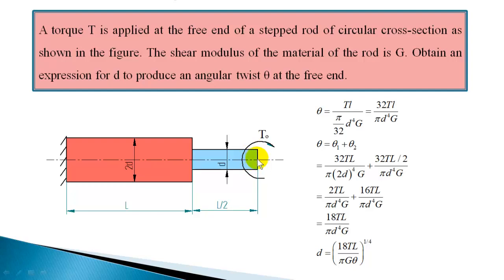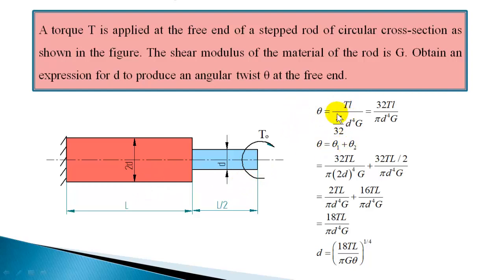So what is the angular twist at the free end? The angular twist in this section plus the angular twist in this section will give the total angular twist at the free end. So you have to find out the angular twist in both the sections and add that. That is theta 1 plus theta 2. It is theta. So theta is theta 1 plus theta 2.